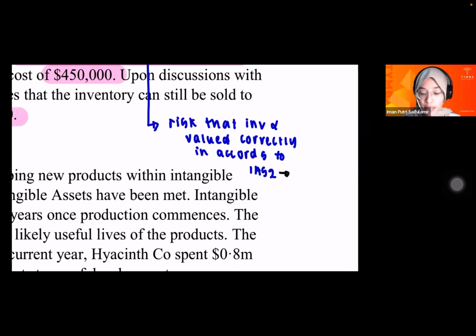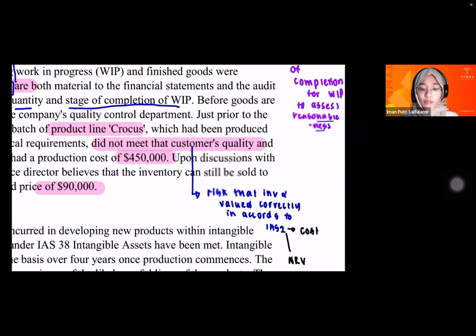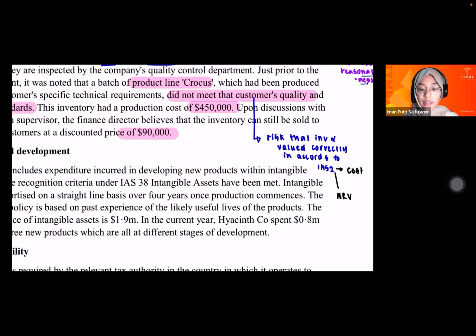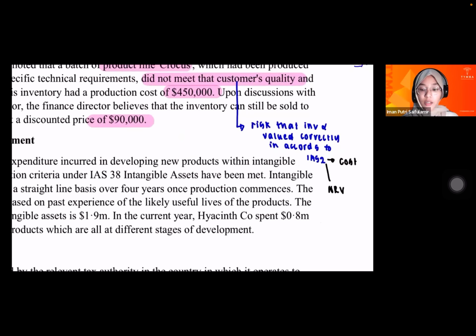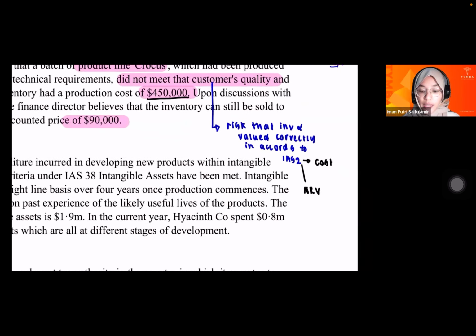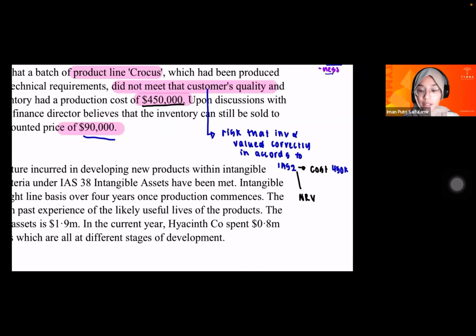Inventory should be measured at the lower of cost and NRV. So right now, we want to confirm the cost of this Crocus product and we want to confirm the NRV of the Crocus product. They have stated that the cost is apparently 450,000. NRV is believed to be 90,000.